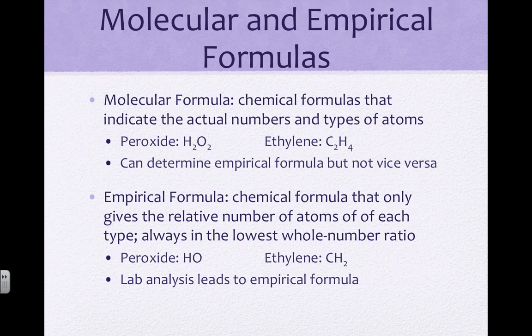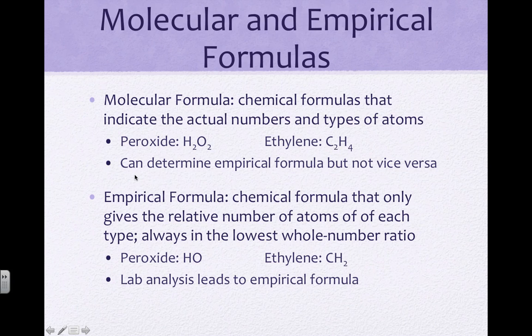We also have molecular and empirical formulas. Molecular formulas indicate the actual atoms that are connected together for a particular compound. So for instance, peroxide, its formula is H2O2. And this basically means that there are specifically two oxygens and two hydrogens connected together in one clump. For ethylene, it'd be C2H4.